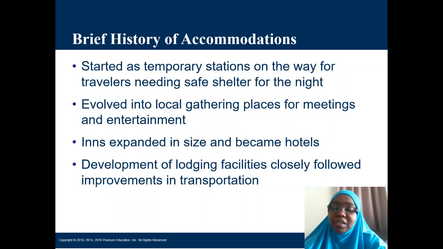Development of lodging facilities closely followed improvements in transportation. As the transportation sector developed, there was also development in the accommodation aspect of the tourism industry. In fact, there are some accommodation facilities that also provide shelter, like some of these luxurious buses that we discussed last week.